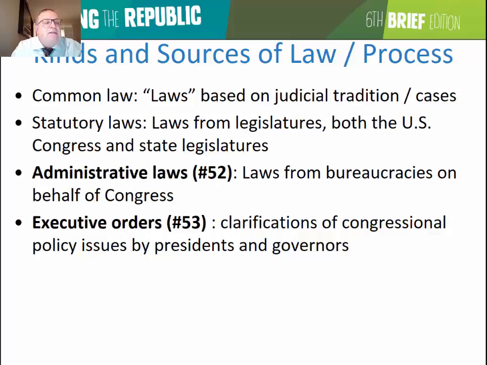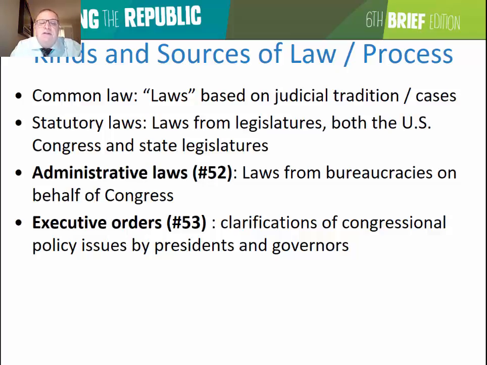Can Congress pass an administrative law? And the answer is no. Administrative law, by definition, is written by an agency. So the Federal Aviation Administration codified after 9/11 that you have to show your official ID to be able to fly, and that the name on the ticket must match the official ID. That's an administrative law. Congress doesn't do that. It's the FAA that did that.